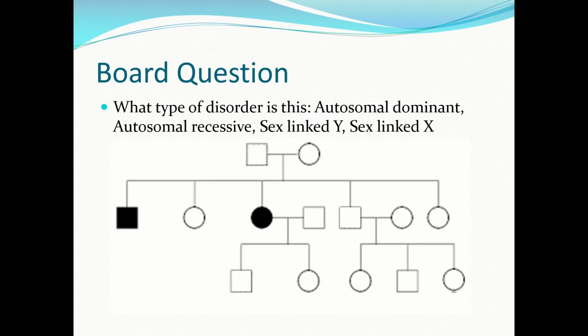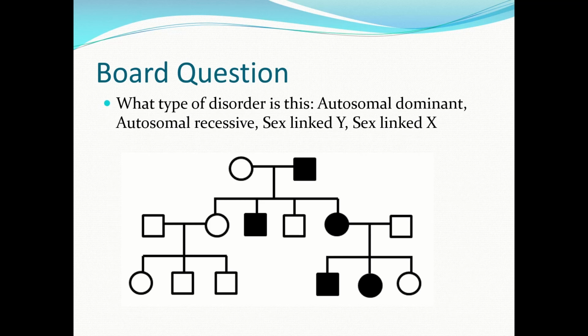Okay, this one, we see boys and girls are getting it. The parents don't have it, which means that they're probably both heterozygous, right? So it's not sex-linked, because boys aren't showing up. If it was a dominant one, both parents would have it, right, in this situation. So it's got to be an autosomal recessive, right? Usually if it skips a generation like that, you can say it's probably autosomal recessive. Okay, pause it, see if you can figure it out.